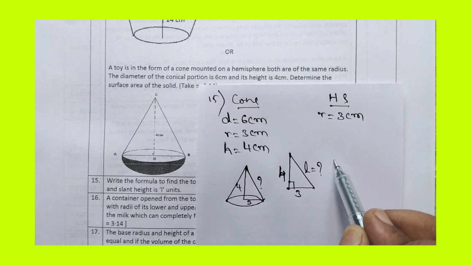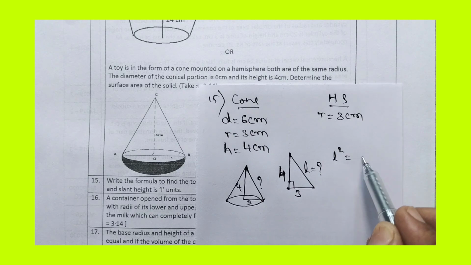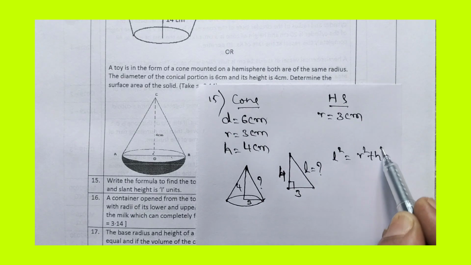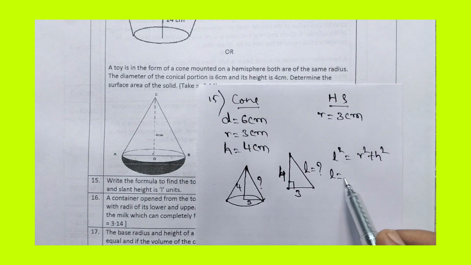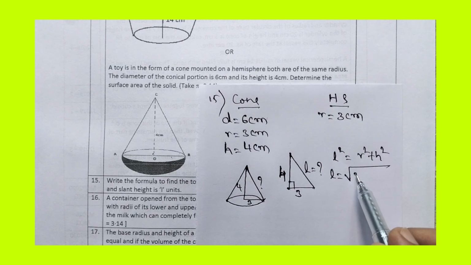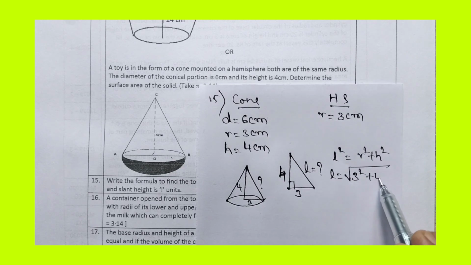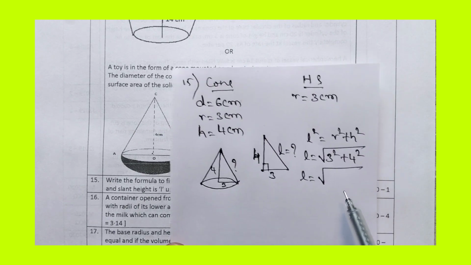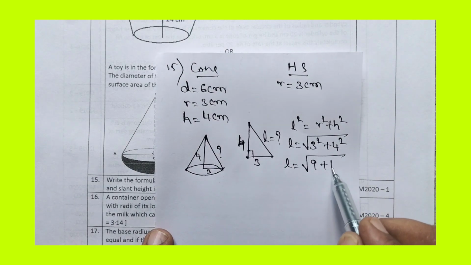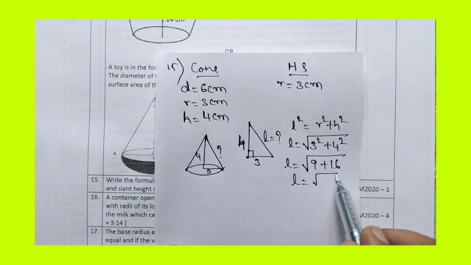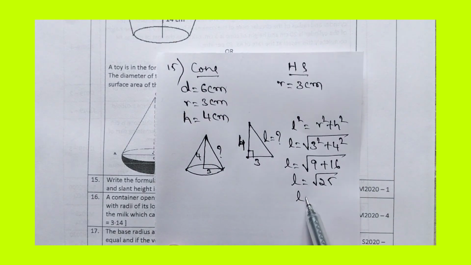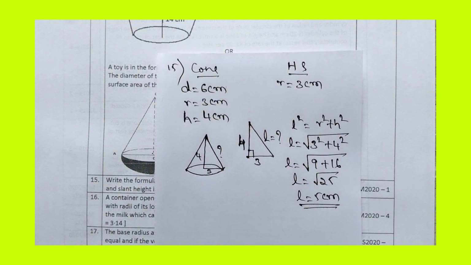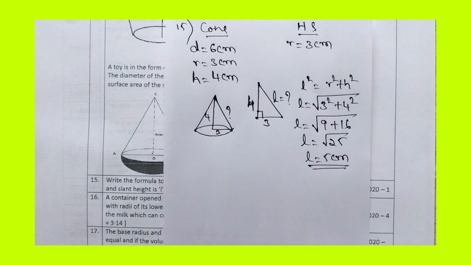So centimeter. We know that L square is equal to R square plus H square. So L is equal to square root of 3 square plus 4 square. L is equal to square root of 9 plus 16. L is equal to square root of 25. L is equal to 5 centimeter. Slant height is also obtained, which is equal to 5 centimeter.